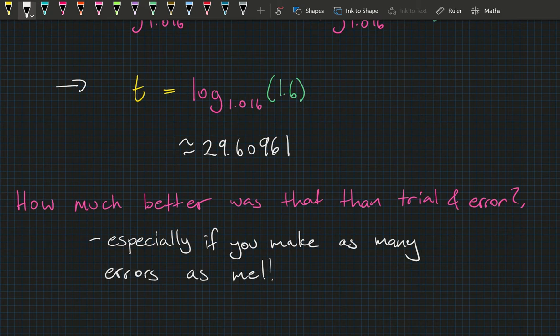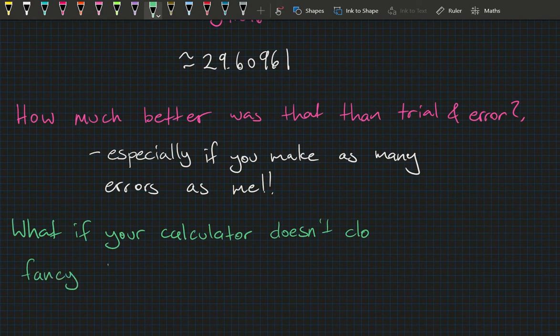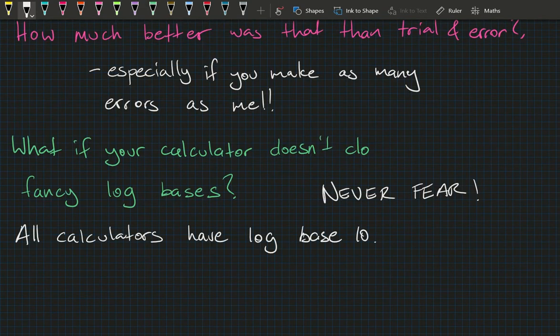But I can hear some of your brains thinking, what if I don't have a calculator? What if I can't do log base 1.016? Well, never fear. All calculators have log base 10. And if we just attack the problem slightly differently, we'll be able to get to the same result.